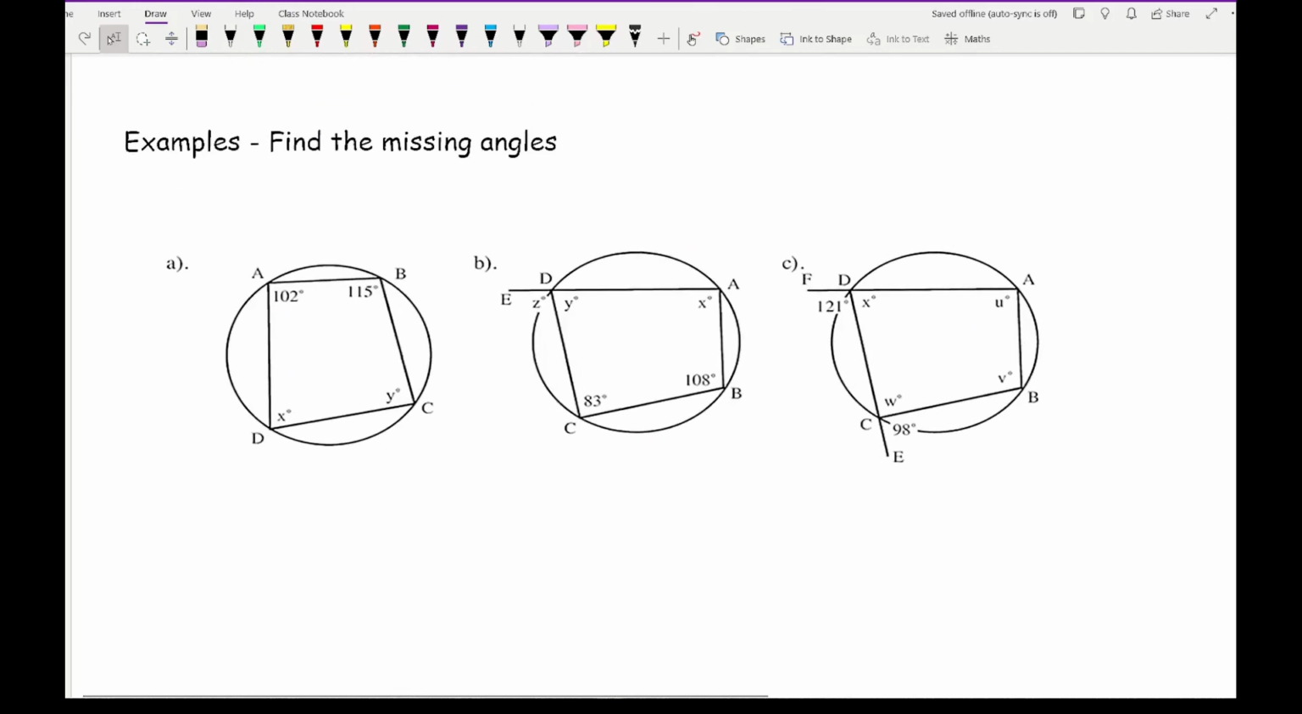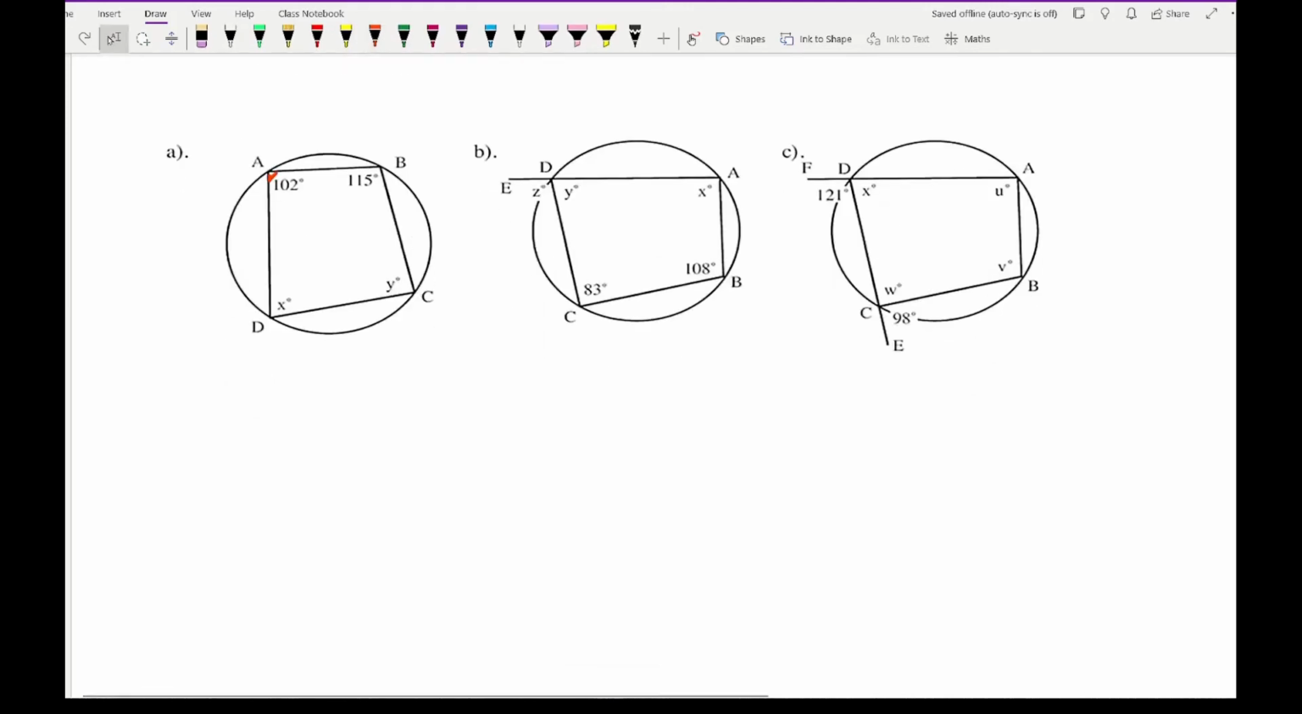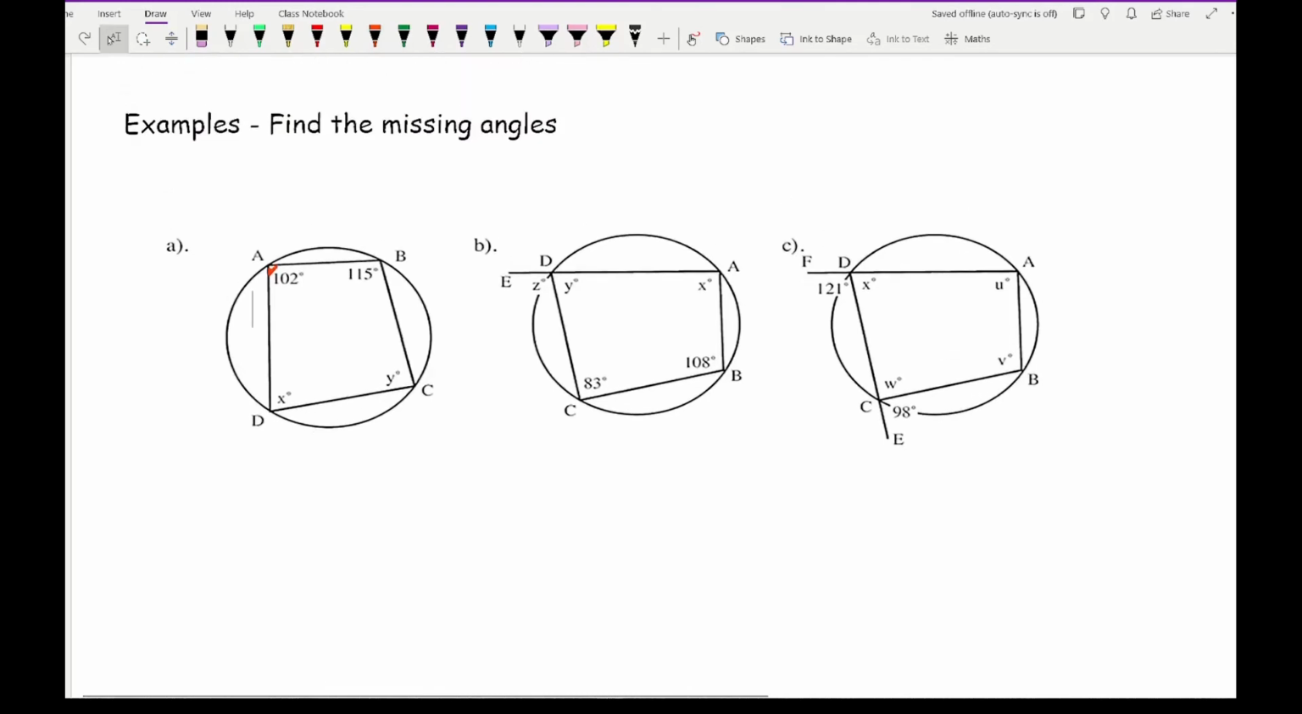So again, looking at A first, I can see a cyclic quadrilateral, a four-sided shape inside my circle. Let's just zoom that back up. So this is opposite to angle Y. To work out what Y is, it's going to be 180 minus 102, which leaves me an answer of 78 degrees. Then working out what X is, that's opposite this angle here, angle B, so that's going to be 180 minus 115, which gives me an answer of 65 degrees.